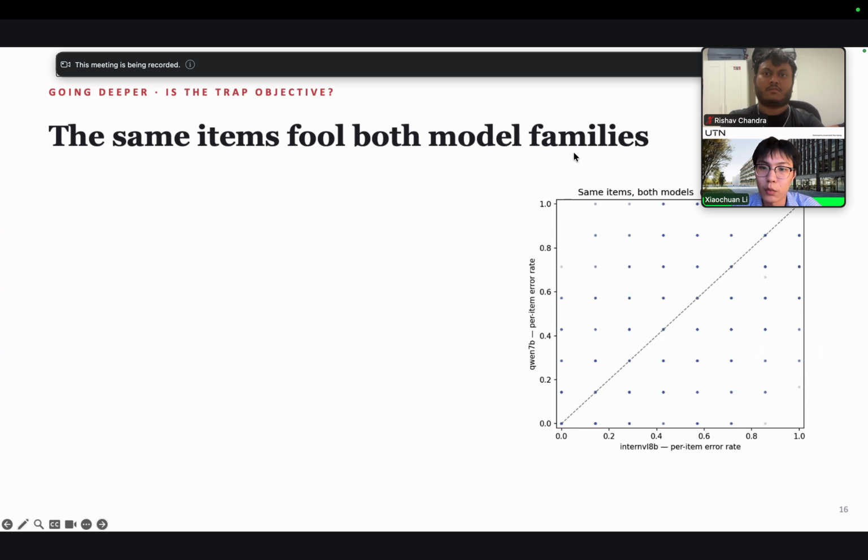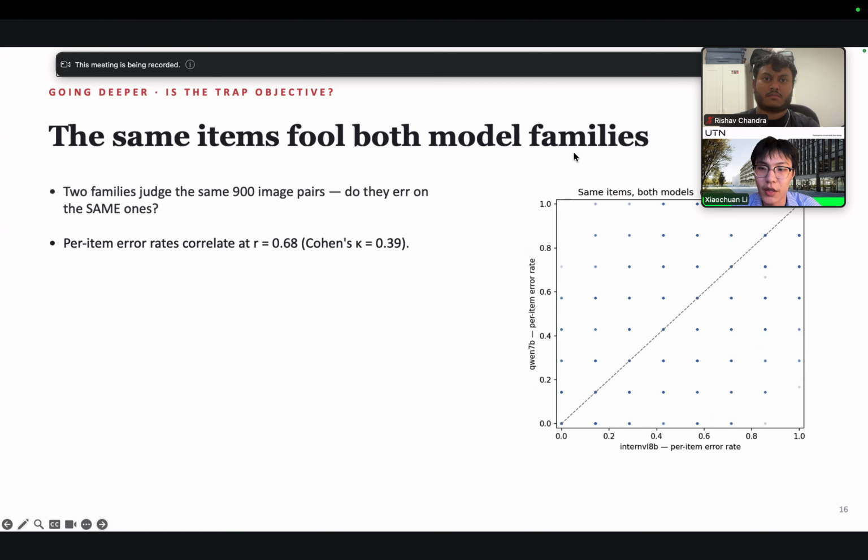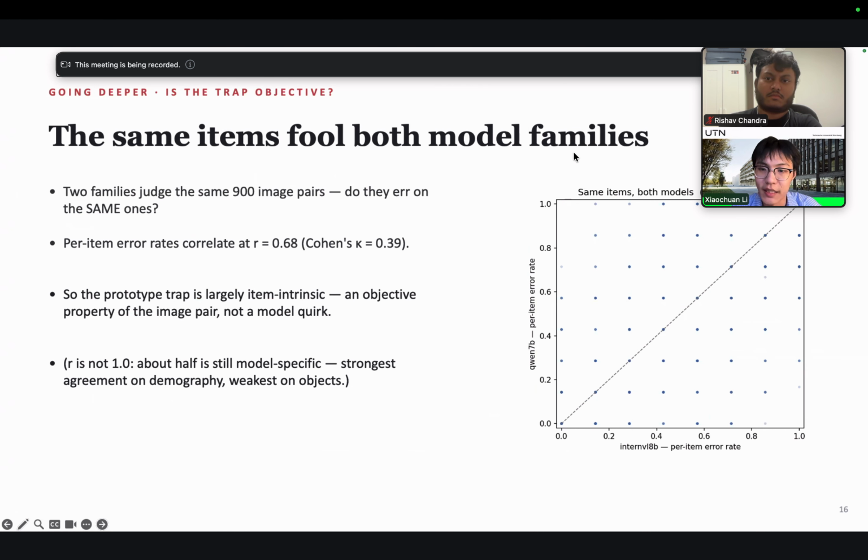And we did one more check. Do the two models fail on the same image pair or different ones? We correlated their per item error rates, and it is 0.68. So the trap is largely item intrinsic. It's an objective property of the image pair itself, not just one model's quirk. It's not a perfect correlation, though, about half. It's still model specific, with strongest agreement on demography and weakest on objects.